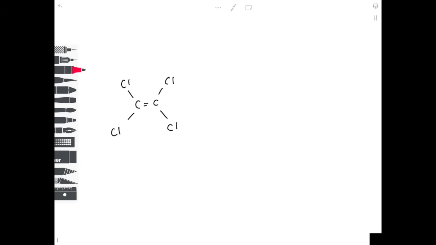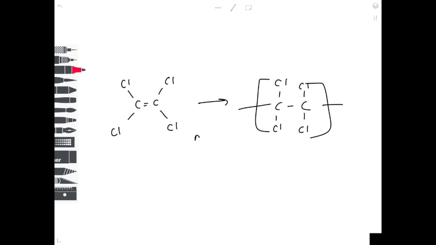Let's take a third example now. Again, square brackets, break that double bond, extend the bonds, and then just complete. And this is polytetrafluoroethene.